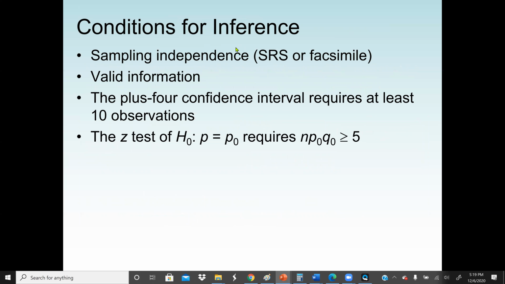So, conditions for inference. First, we should consider the sampling independence. Good would be a simple random sample or using the fast meal. Make sure our data or information is valid. Also, the plus-4 confidence interval requires at least 10 observations. Then the z-test of H0, which is P equal to P0, requires N P0 Q0 to be greater than or equal to 5. This is using the normal approximation.